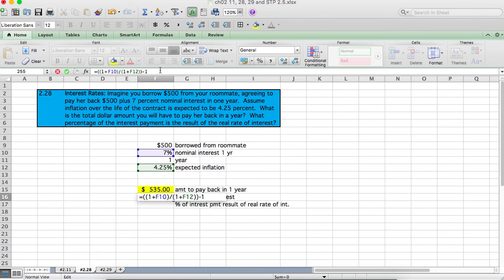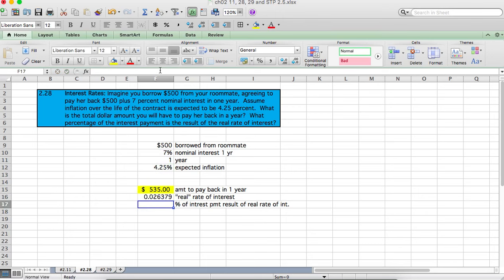Okay? And if we press enter, you'll get a decimal. And if you click on the percentage and then move the decimal spaces twice to the left, you'll get your answer, which is 2.64%.